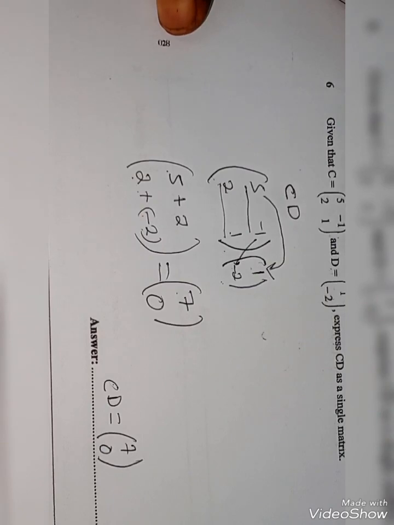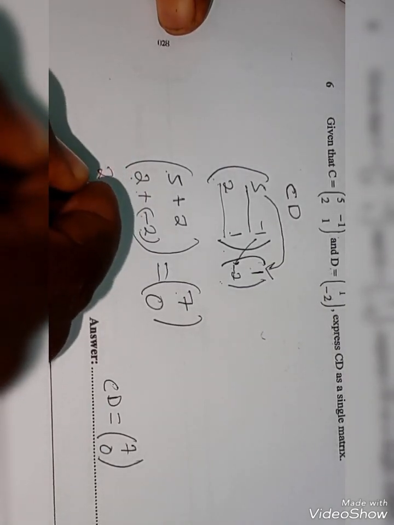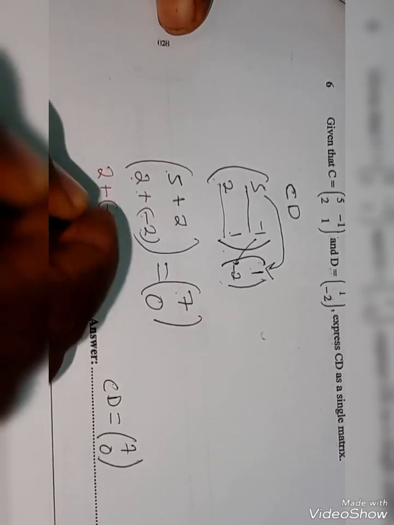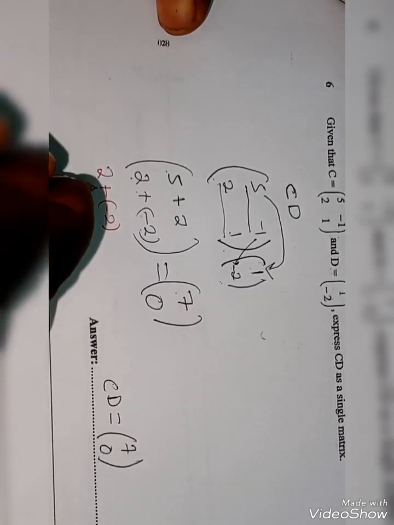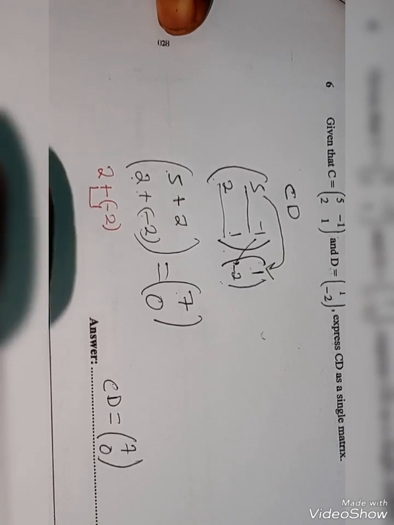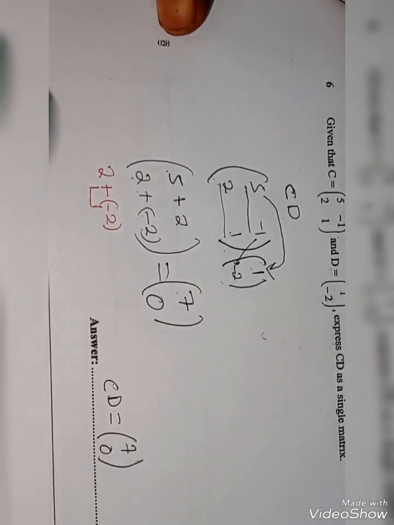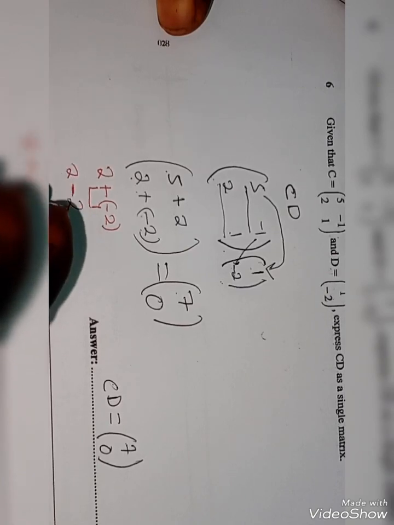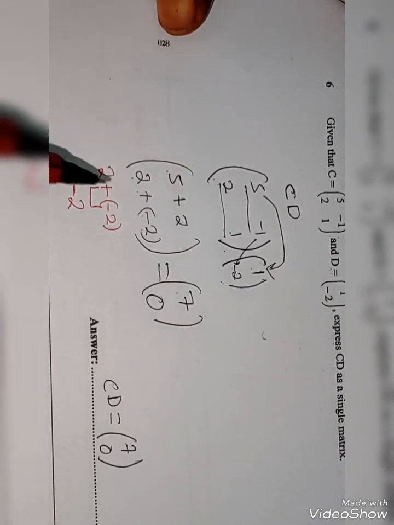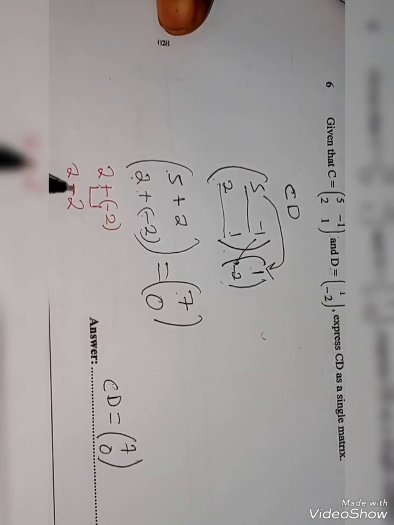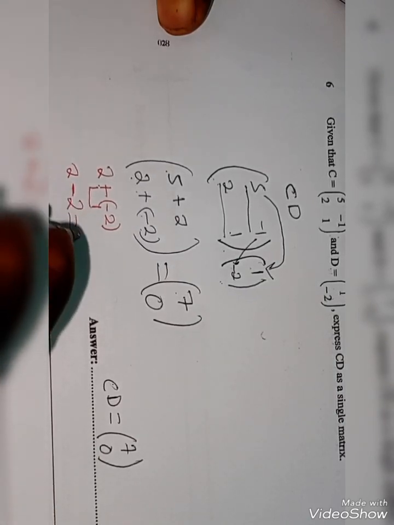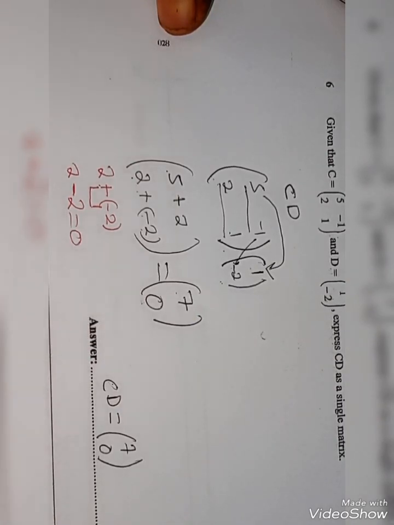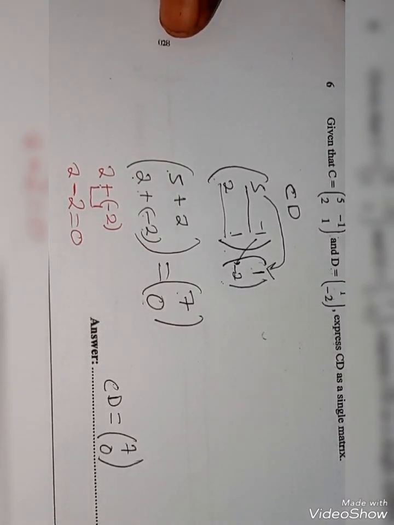So how did we come up with 0? 2 plus negative 2. Remember that positive times negative is negative. So 2 minus 2, which is 0. That is the reason why we have a 0 there.